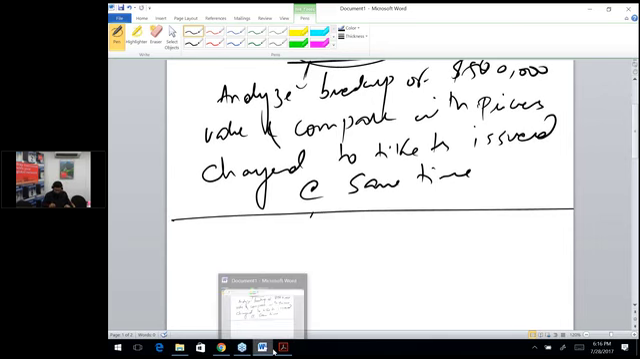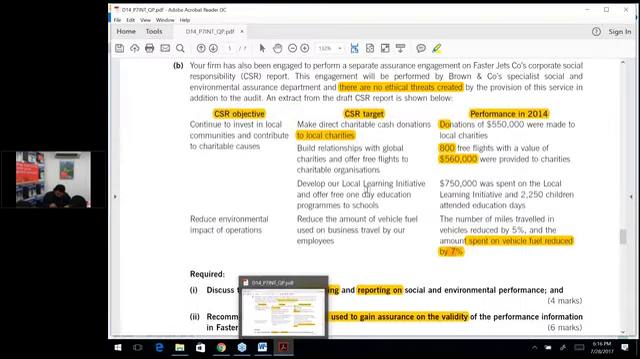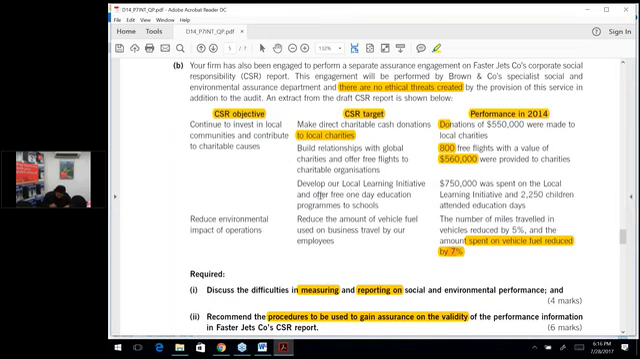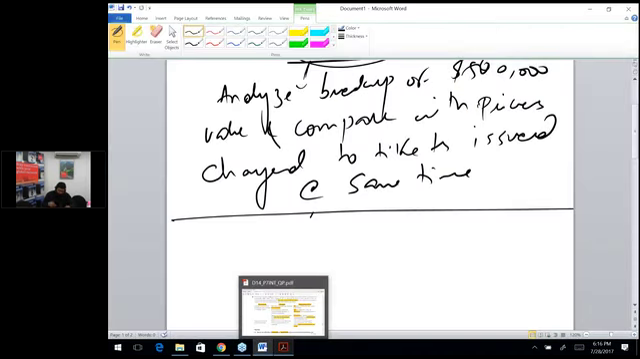Now what else? So next is basically develop our local learning initiative and offer free one-day education programs to schools. So the performance was $750,000 were spent on the local learning initiative, and 2250 children attended the education days. So what can we do? We have a risk that 2250 children did not attend.